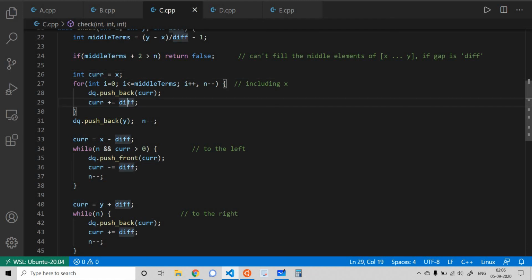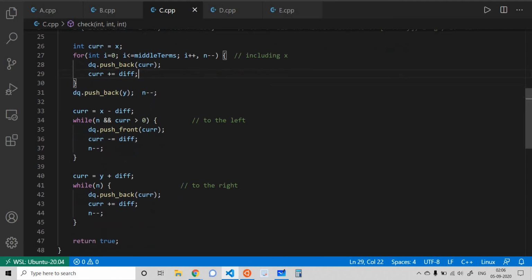I'm iterating this loop middle terms plus 1 times, plus 1 because I've included x in this loop as well. After filling the in-between elements and x, I'm filling up the y, and while doing so I'm also decrementing n, that is the number of elements in our list. If after placing these many elements I see that there are still elements remaining, then I'm placing them on the left side of our list.